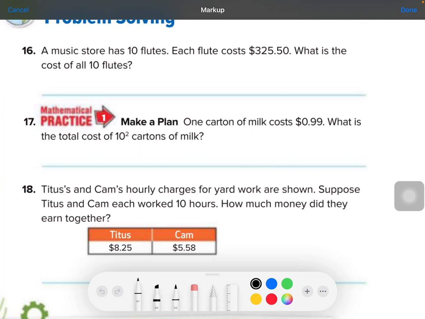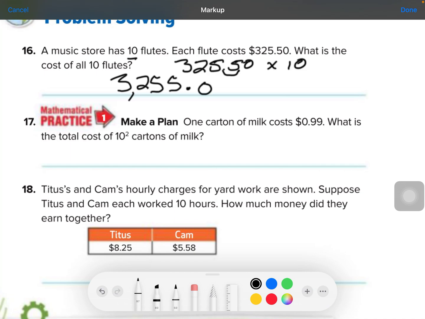Number 16. A music store has 10 flutes. Each flute costs $325.50. What is the cost of 10 flutes? So this is the same as saying 325.50 times 10. Now we're timesing by 1 power of 10, so that decimal is going to be moved to the right 1 spot. So the total cost of all the flutes is going to be 325. Oops, no, just kidding. 3,255, because our new decimal point goes right here.